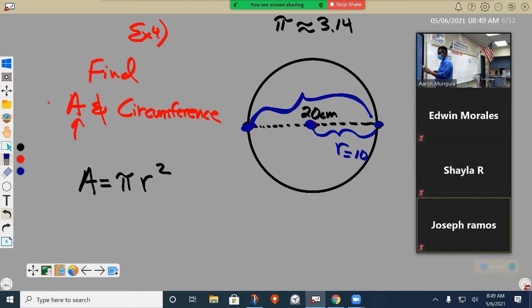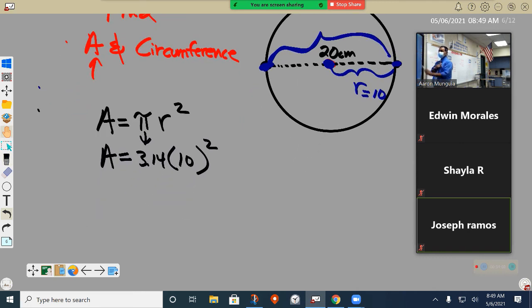Here we go. Area then, watch this now. Pi is 3.14. The radius is 10 to the second power. We're rocking and rolling.